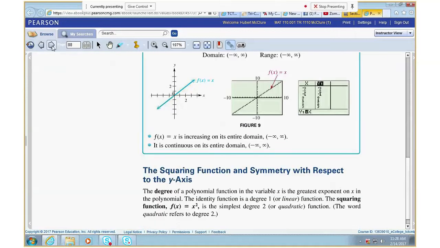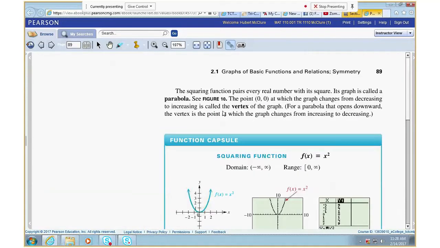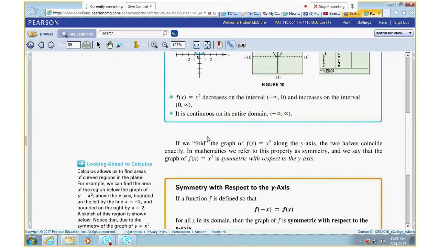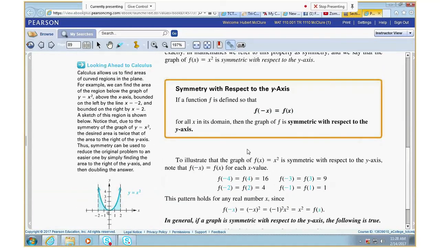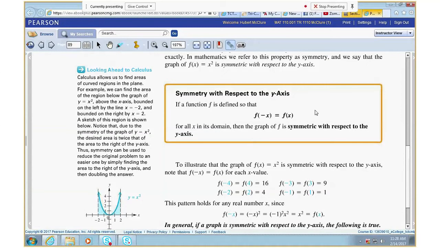About f of x, the family of graphs. That starts the family of graphs. That's x squared. Symmetry. Write that down right quick. Symmetry with respect to the y-axis, if f of negative x is equal to f of x. And there's another one behind it, and that is symmetry around the origin.